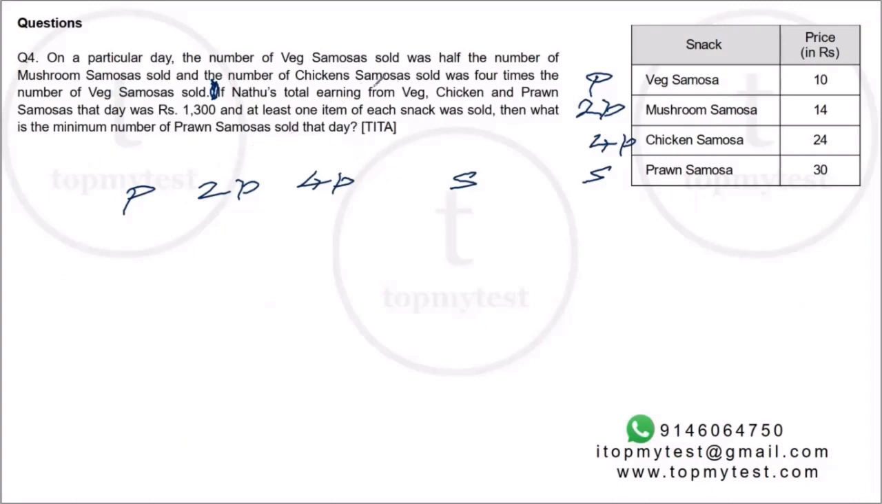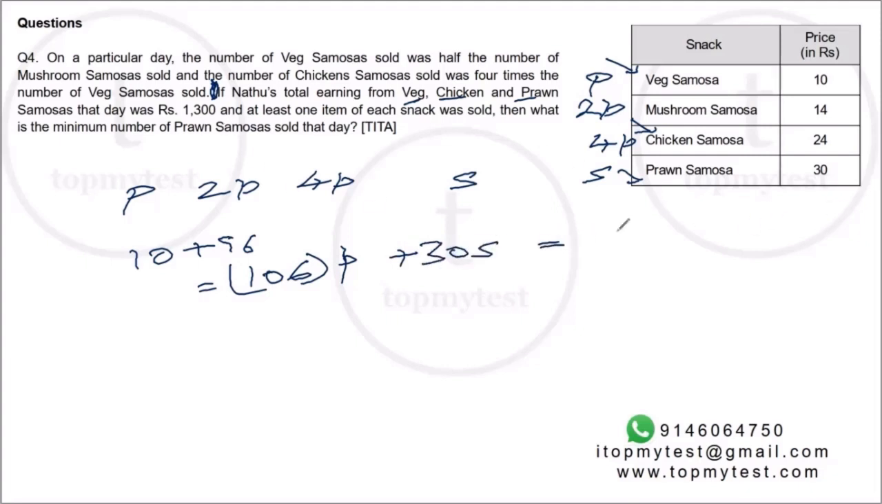Okay, so this one says if Nathu's earnings from veg, chicken and prawn samosas. So what will be the bundle here now? 10 into P and 24 into 4. So that's 96. So this will be 106 times P. Right. One item will be 106 times P and prawn samosa plus 30S. This value is 1300. The question is, what is the minimum number of prawn samosas sold?